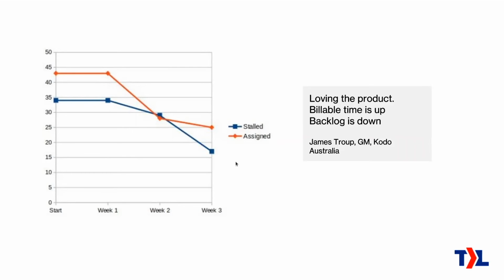Here's an actual example of an MSP here in Australia, James at Kodo. We tracked some of his work as they used some of these practices, and in 3 weeks they had 43 tickets that were assigned, and they got that down to 25, and stalled tickets went down from 35 to 17 or 16 or so, all in 3 weeks. So that demonstrates what you can do if you use some of these techniques.